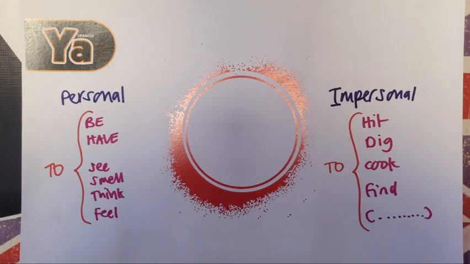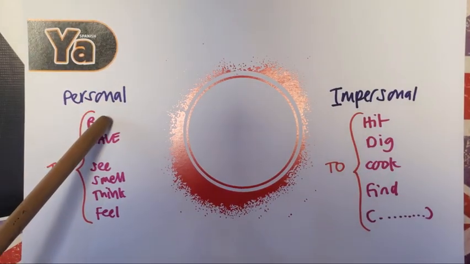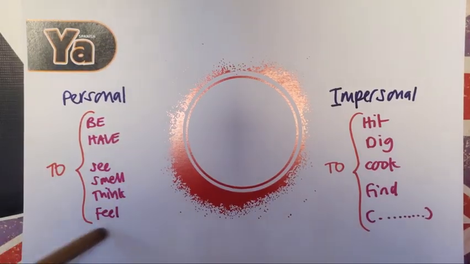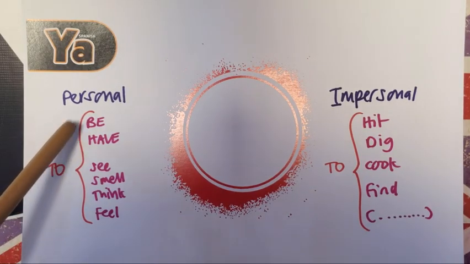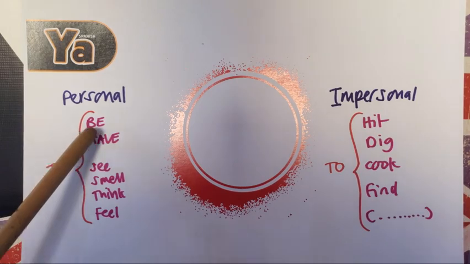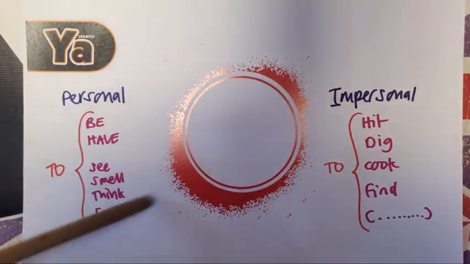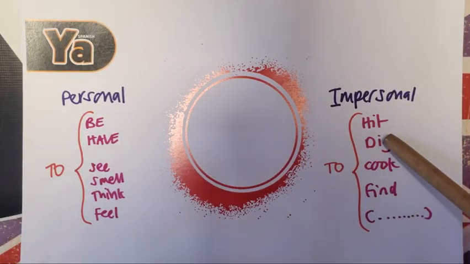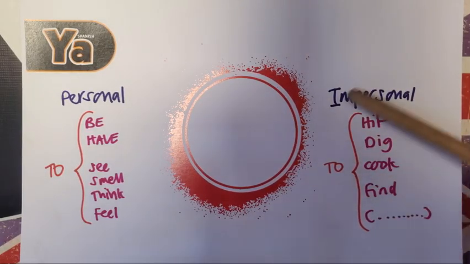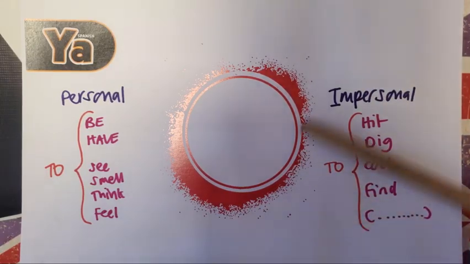So there are two sorts of verb. There is the personal verb, personal actions that revolve around a person, a human person or an animal. Is to be, I am, you are, I have, see, smell, think, feel. These are all personal verbs. And we have another set of verbs called hit, to dig, to cook, to find. You see, those are action verbs. They're called dynamic verbs.